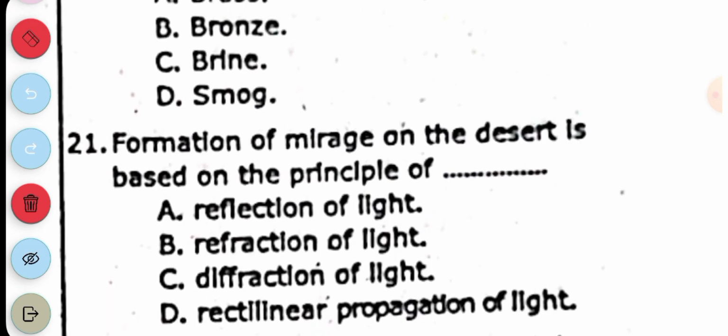Question 21. The formation of a mirage on a desert is based on the principle of A. Reflection of light, B. Refraction of light, C. Diffraction of light, D. Rectilinear propagation of light. And the answer to this question is B. Refraction of light. Light moving from areas of different density.